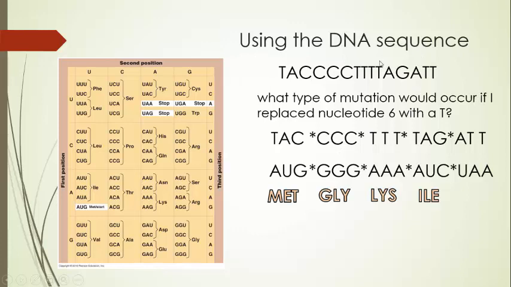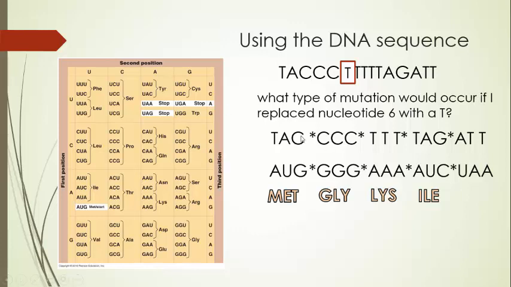Using the DNA sequence, and here's the sequence from the previous question, what type of mutation would occur if I replace nucleotide 6 with a T? So you're probably going, nucleotide 6, what does that mean? Well, it just means you go ahead and count. So 1, 2, 3, 4, 5, 6. So this C is going to be replaced with a T. So what kind of change is that going to make?